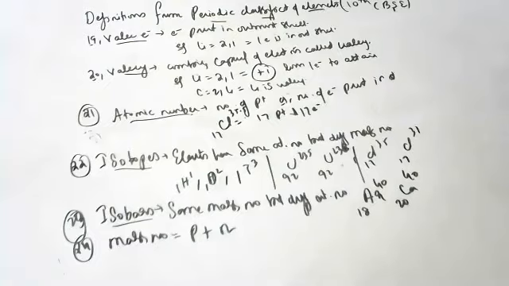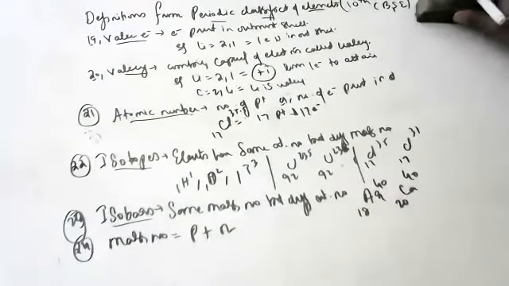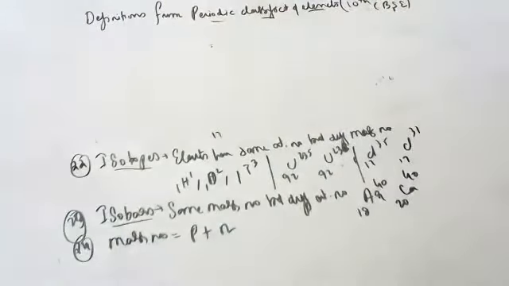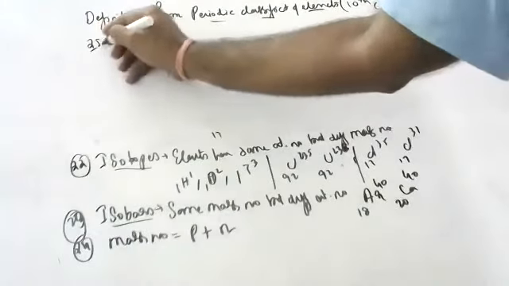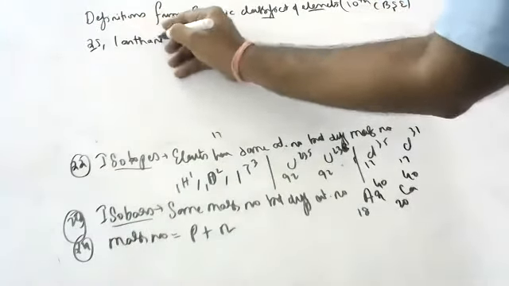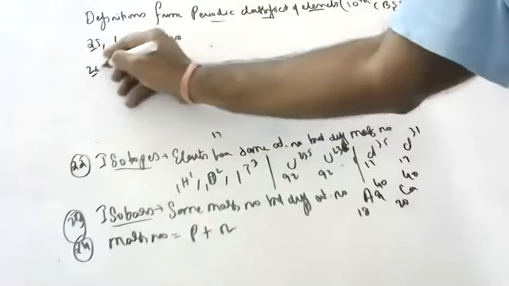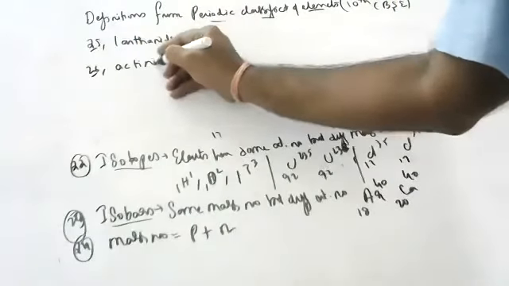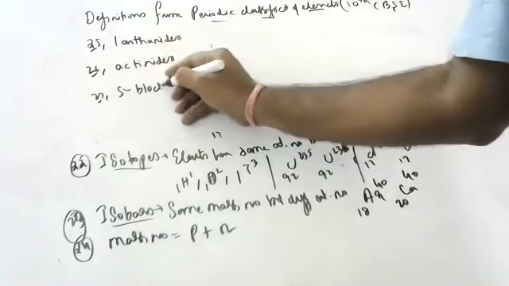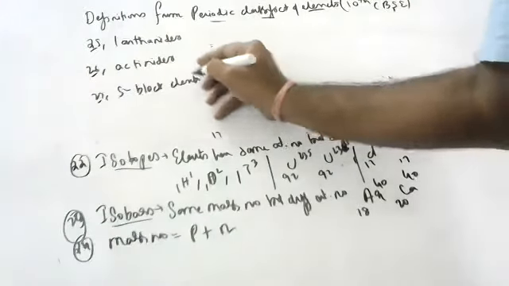So children, are any definitions left over? 3, 4, 5 definitions are still there. So 24. Okay, next definition. In the periodic table, I did not discuss what are lanthanides, what are actinides, what are S block elements. Definitions are there, children. All these I have given in your books.